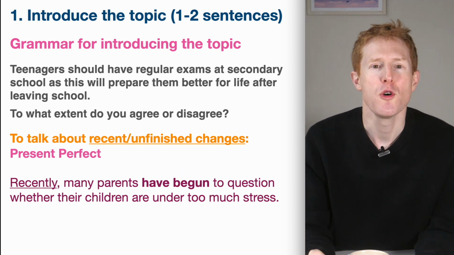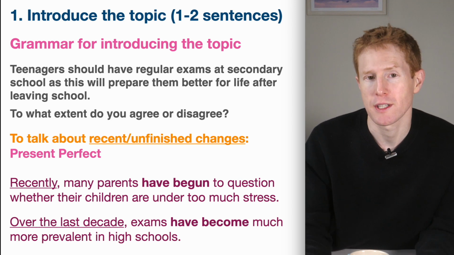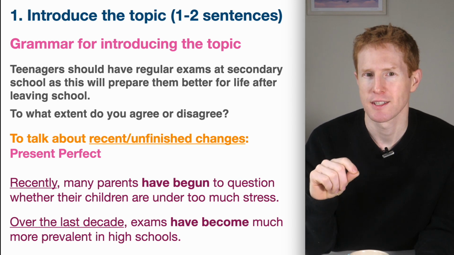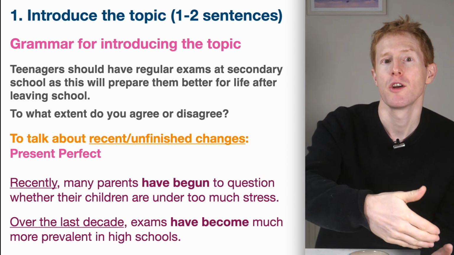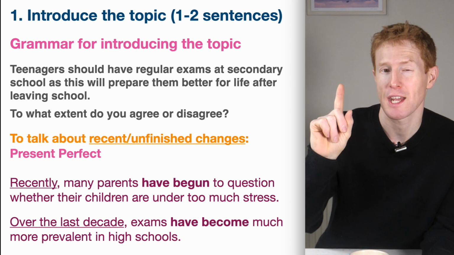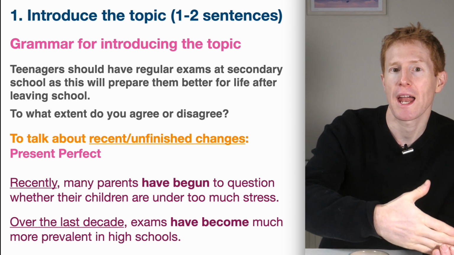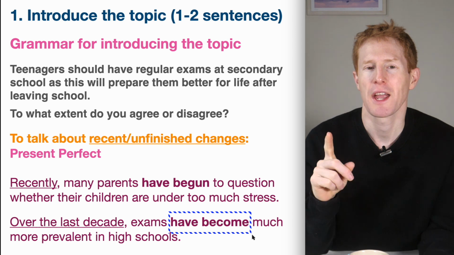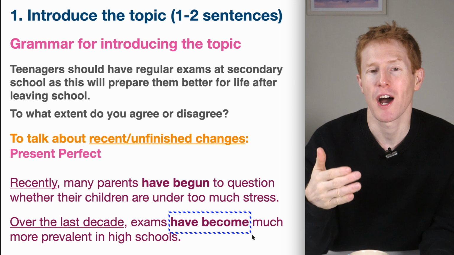Another example. Over the last decade, exams have become much more prevalent in high schools. Over the last decade. So this is a time period that has not finished. We're saying from the last decade until now. By the way, a decade is 10 years. So we're talking about a development that is still ongoing, and as a result, we're going to use the present perfect. Again, decade means 10 years, and this is a very useful word for IELTS essays.